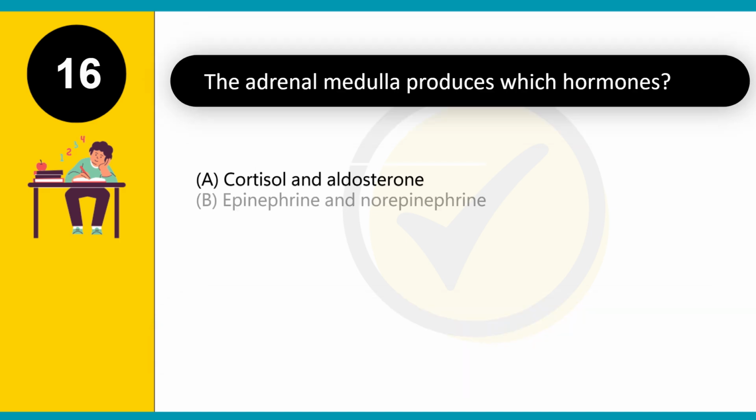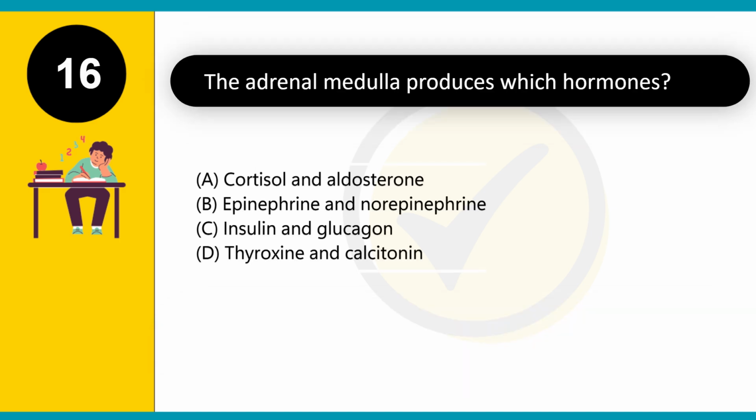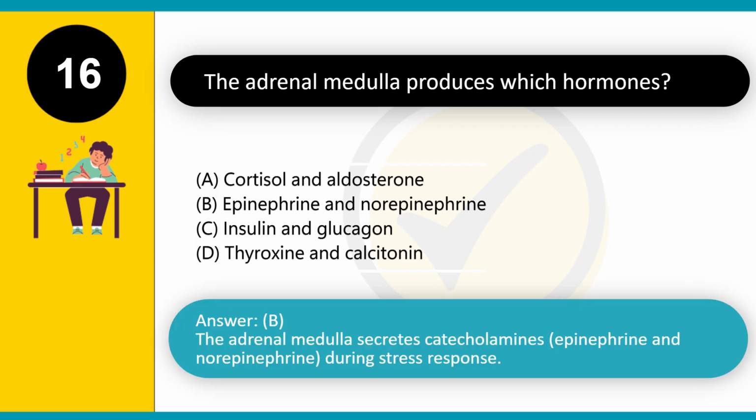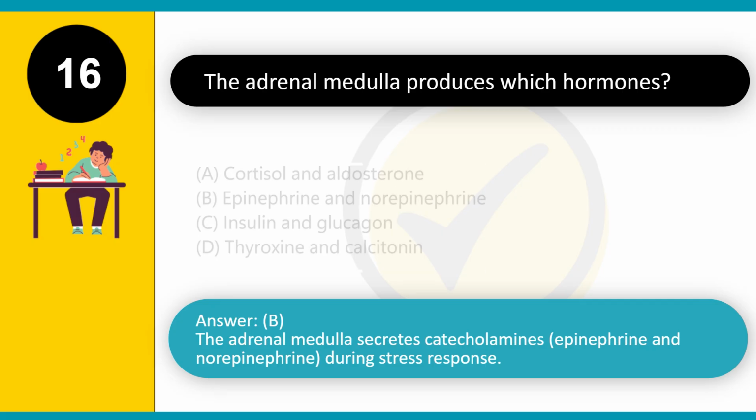The adrenal medulla produces which hormones? A. Cortisol and aldosterone. B. Epinephrine and norepinephrine. C. Insulin and glucagon. D. Thyroxine and calcitonin. Answer, B. The adrenal medulla secretes catecholamines, epinephrine and norepinephrine, during stress response.